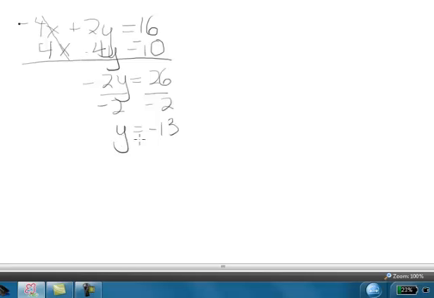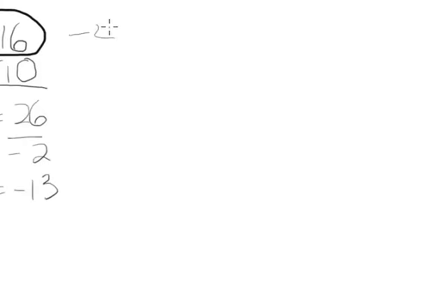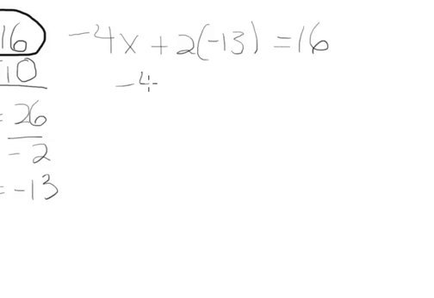You can now substitute the y value into either of these equations. I choose to substitute it into the first equation. So I'm going to put the negative 13 where the y is. So I have negative 4x plus 2 times negative 13 equals 16. Negative 4x, multiply those two together for negative 26 equals 16.